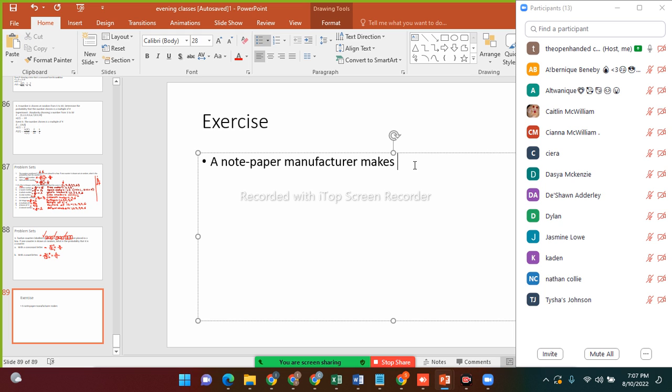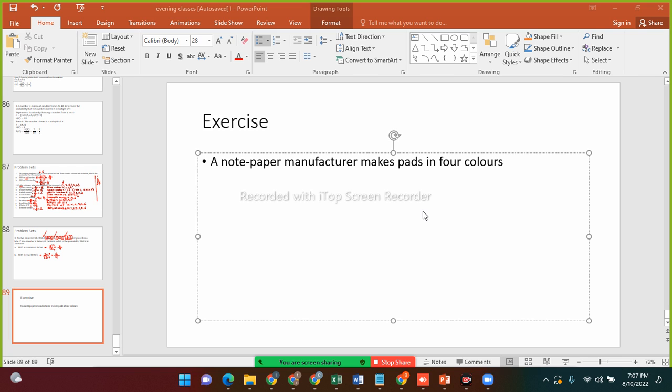So a notepaper manufacturer makes pads in 4 colors. So what are these 4 colors? Obviously blue. Who doesn't like blue? Blue, white, which reminds me of the H.U. Nash uniform, baby blue and white, pink, and green. Obviously green is for the great A.F. Hadley.